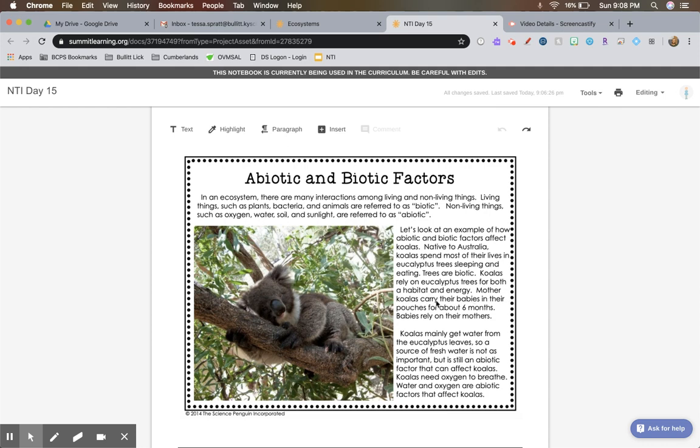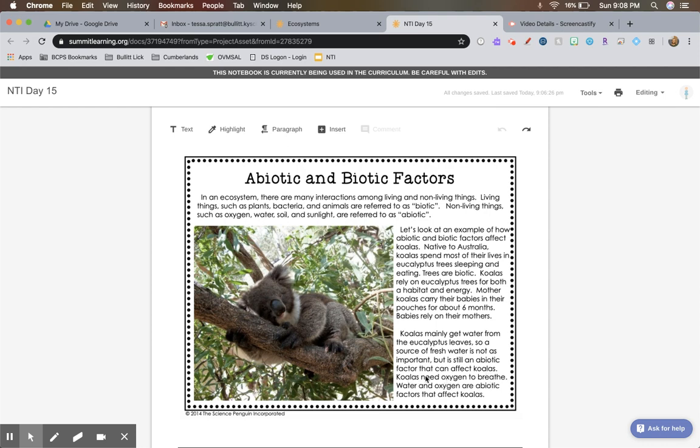Mother koalas carry their babies in their pouches for about 6 months. Babies rely on their mothers. Koalas mainly get water from the eucalyptus leaves. So a source of fresh water is not as important, but is still an abiotic factor that can affect koalas.